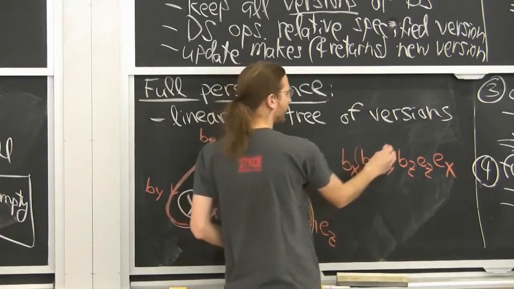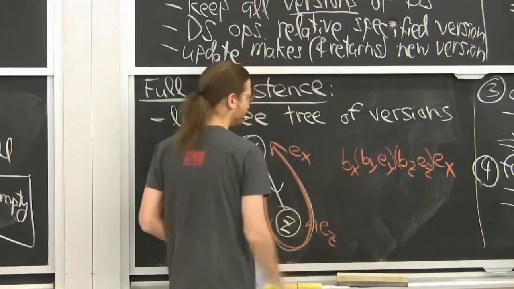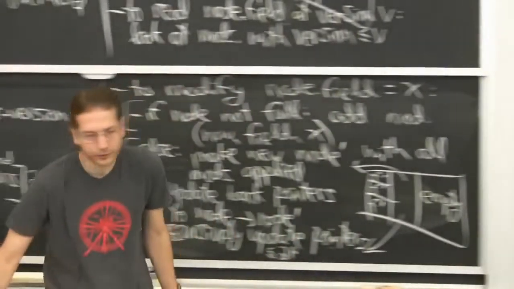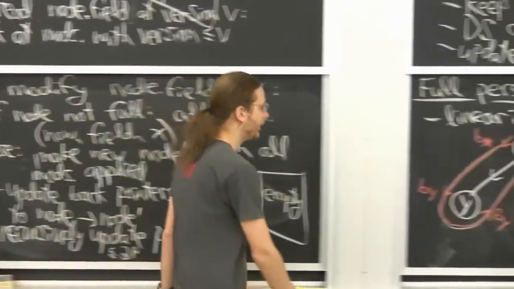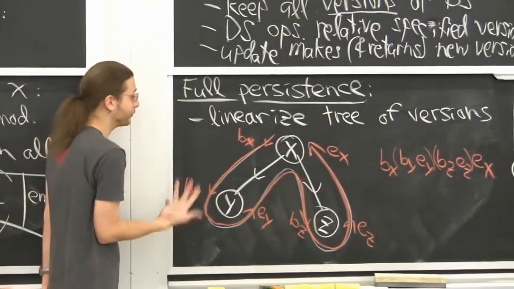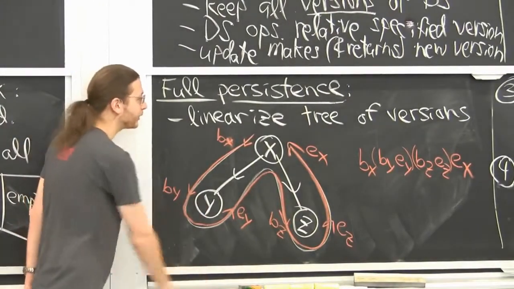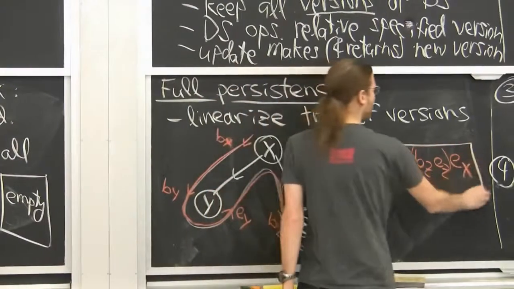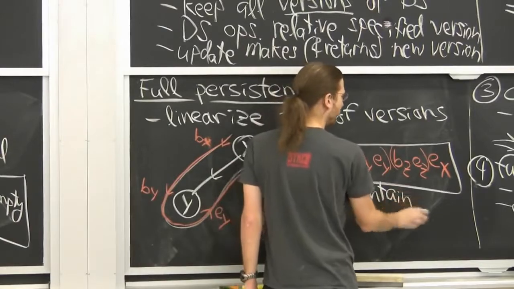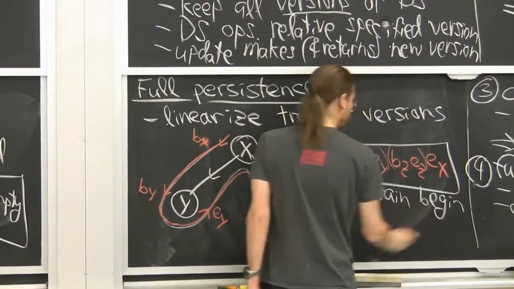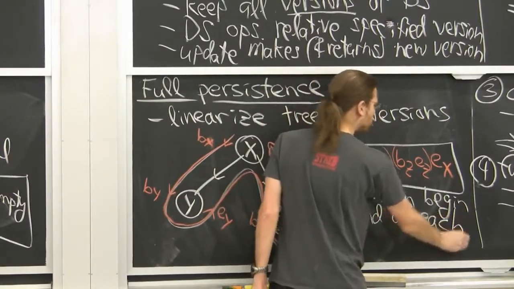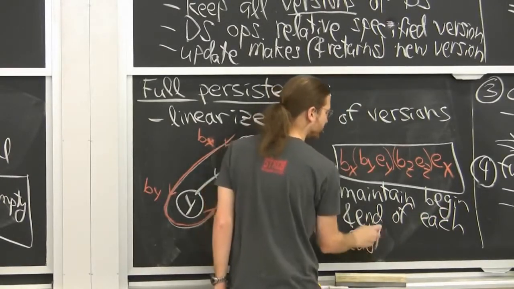You can think of these as parentheses. For whatever reason, I chose B and E for beginning and ending, but it's like open parens, close parens. This is easy to do in linear time. I think you all know how. Except it's not a static problem. Versions are changing all the time. We're adding versions. We're never deleting versions, but we're always adding stuff to here. It's a little awkward, but the idea is I want to maintain this order. Maintain the begin and the end of each, you might say, subtree of versions.